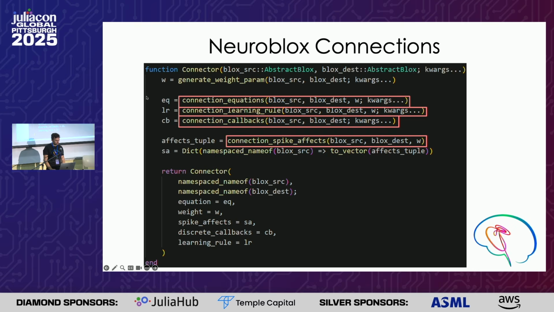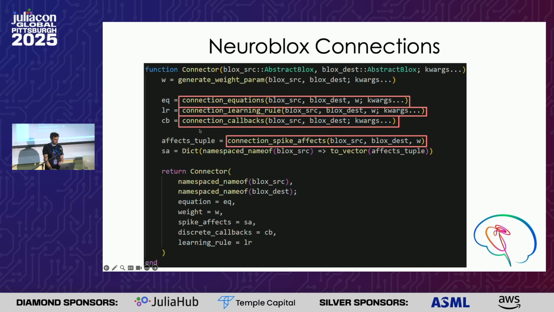Then we have equations in the connector. The weight is going to be a parameter, and the equations describe how the different variables in the presynaptic and postsynaptic objects interact. We can have learning rules in there, which are basically equations describing how the connection should change under learning conditions, basically if it gets positive or negative feedback.